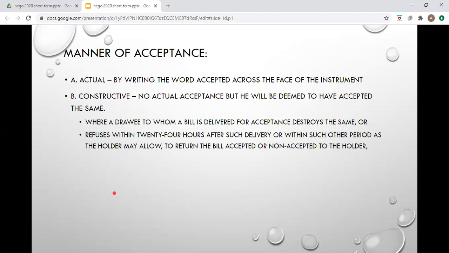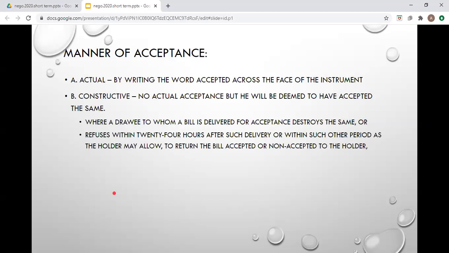And then, there is also what we call as constructive acceptance. Constructive acceptance, there is no actual acceptance here. But, for all intents and purposes, that is still considered as acceptance. Such as, if the DRAWEE will destroy the instrument after it has been presented to him for acceptance. So pagkatanggap niya, shredded niya, sinunog niya, pinunit niya, etc., then there is now what we call as constructive acceptance.